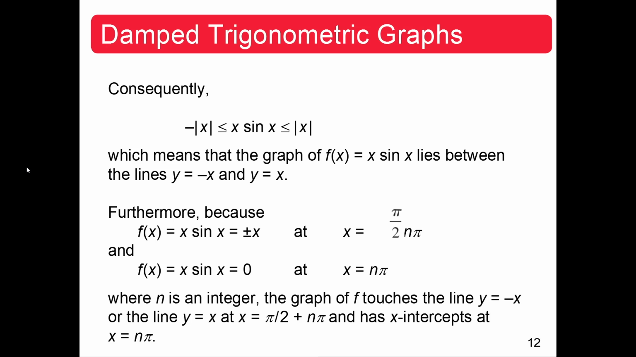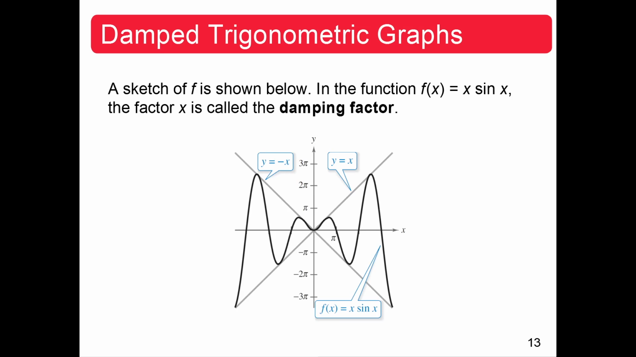Our amplitude is itself a function of x. So as we move further and further away from 0, our amplitude continues to increase. This leads to a very interesting graph. Here we have f of x equals x times the sine of x.